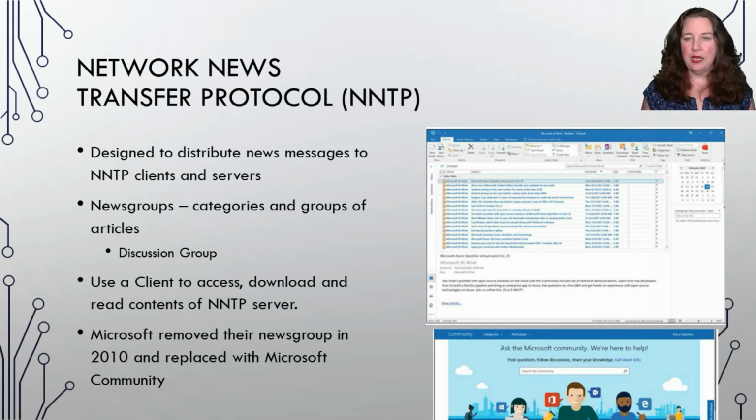If you knew it came from the Wall Street Journal, you could go to the Wall Street Journal Network News Transfer Protocol site and be able to see the different news groups that were available on that site. So they give you kind of a discussion group concept. News groups are categories and groups of articles, and then you can have individual discussion groups therein. To do that, you would use a client to access them.